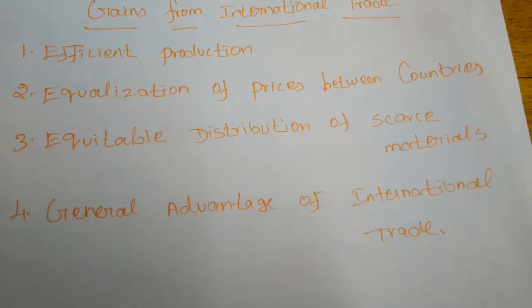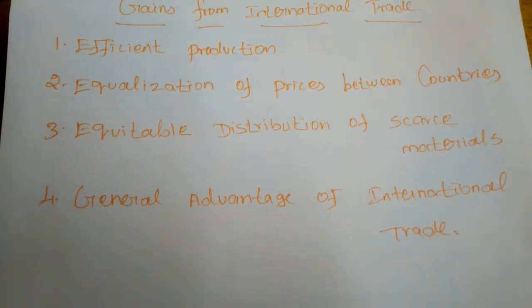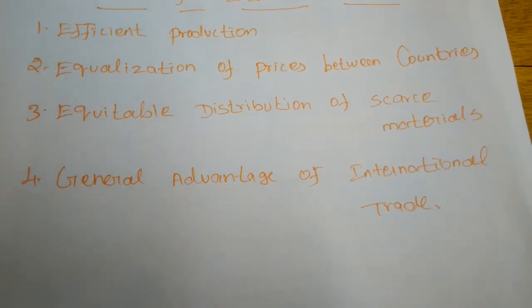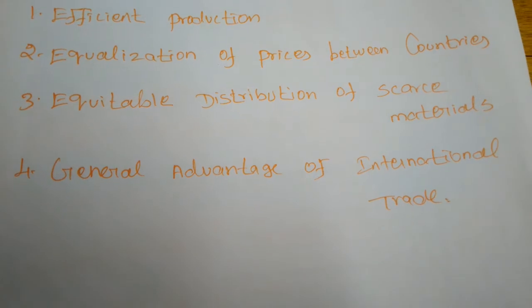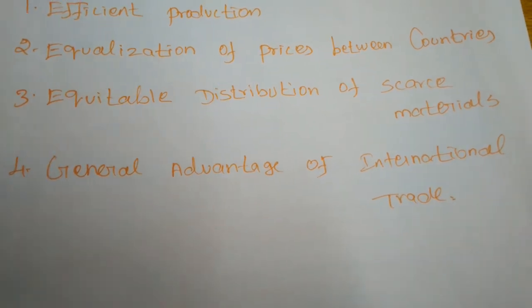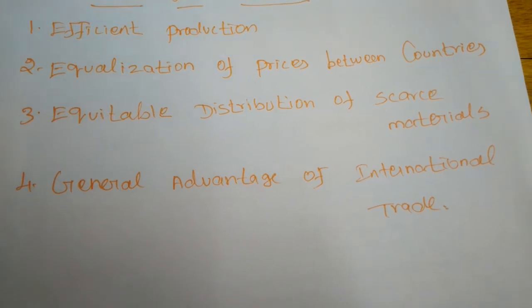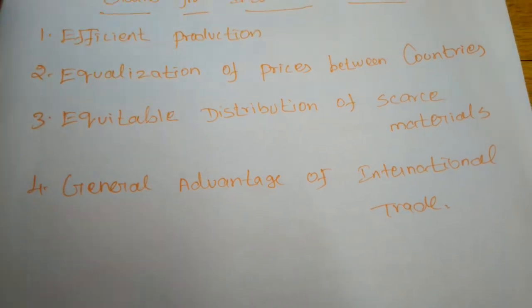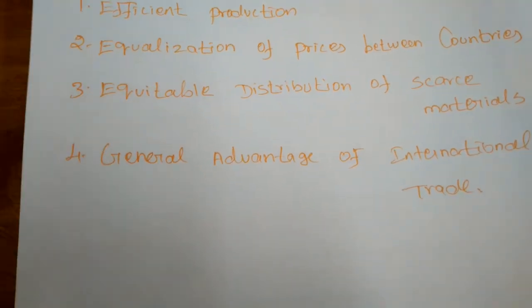Next, higher standard of living in the trading countries. When countries deal with other countries, they have the possibility to get all types of products produced throughout the world. So when the consumers of the domestic country use all these types of commodities, the living standard of the people will also increase.